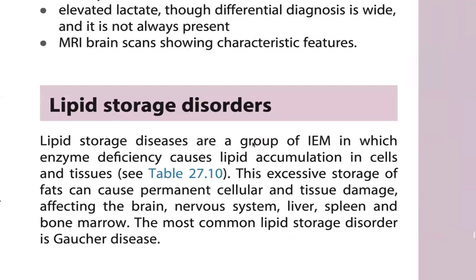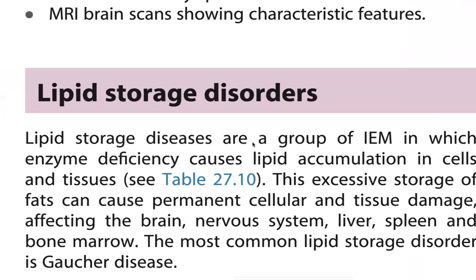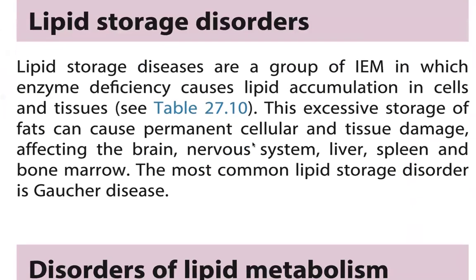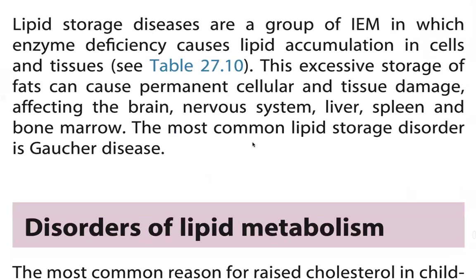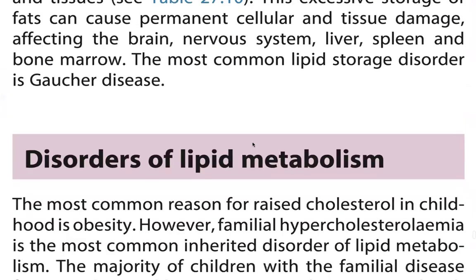Lipid storage diseases. Lipid storage diseases are a group of inborn errors of metabolism in which enzyme deficiency causes lipid accumulation in cells and tissues. This excessive storage of fats can cause permanent cellular and tissue damage affecting the brain, nervous system, liver, spleen, and bone marrow. The most common lipid storage disorder is Gaucher disease.